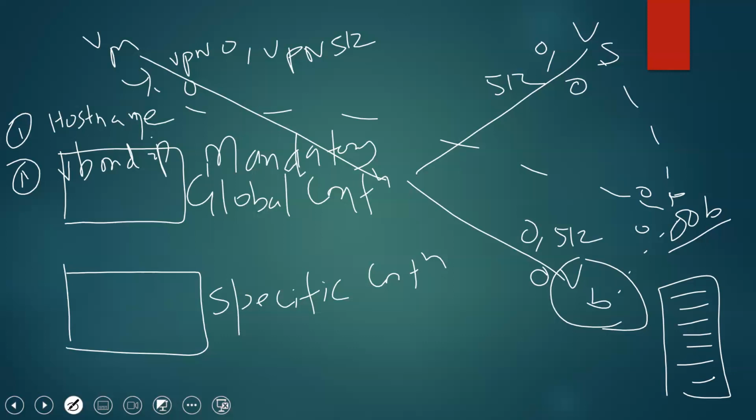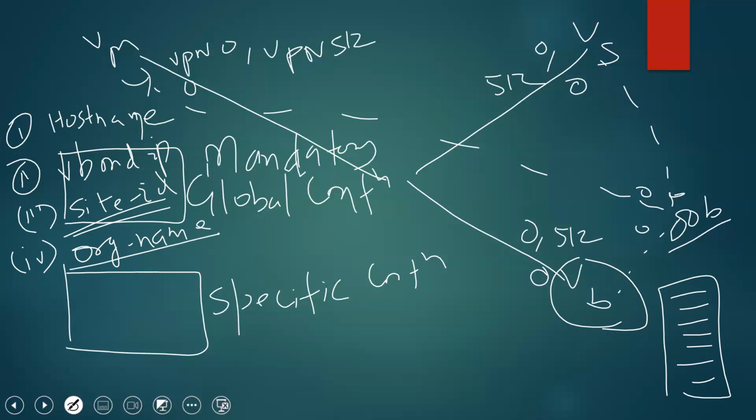Right? Then third thing, some sort of site ID. We'll learn about site. It's a new thing which was not there in the Cisco devices earlier. So all devices should belong to some site. They should have some site ID. And then they should have some sort of organization name. This is part of the certificate. Okay, so what are the important things we have? We should have the host name, vBond IP, site ID, organization name, and the last thing is the system IP.